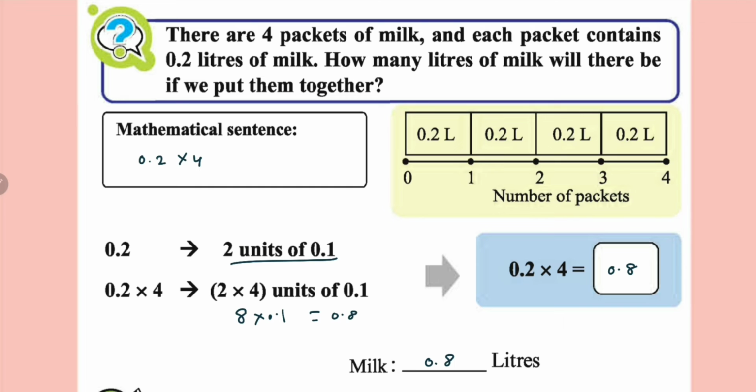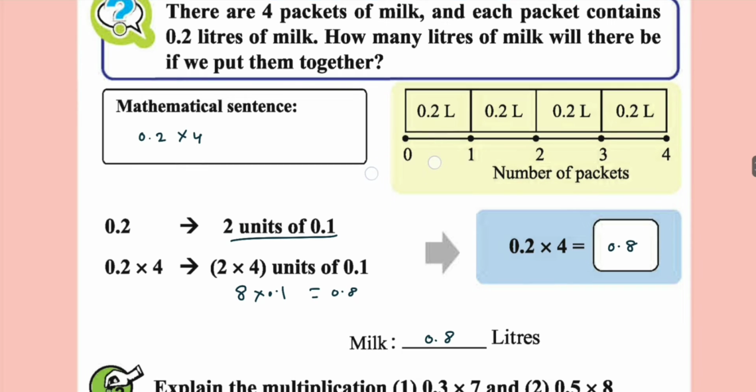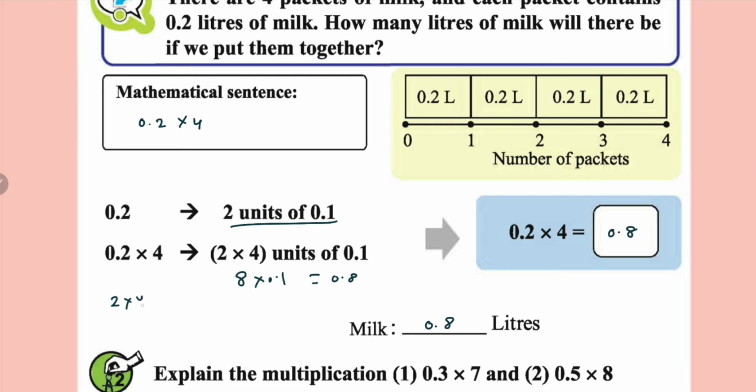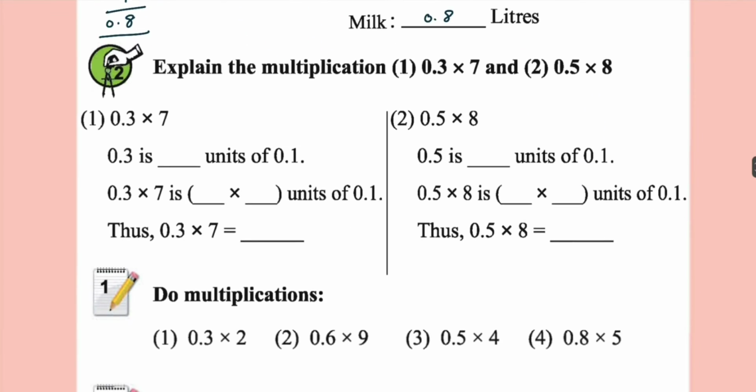Fair enough? So another way of looking at it is, simply multiply 2 into 4. The answer is 8. What about the decimal point here? There is 1 digit after the decimal point in the question, so the answer must also have 1 digit after the decimal point. Similarly, if we proceed with the latter method, 0.3 into 7. 3 into 7 is simply 21. 1 digit after the decimal point, so this becomes 2.1.